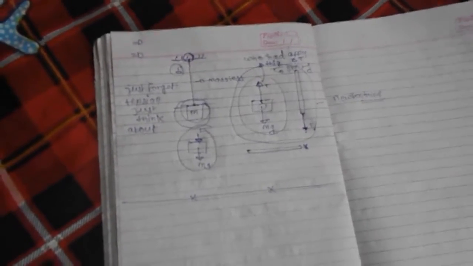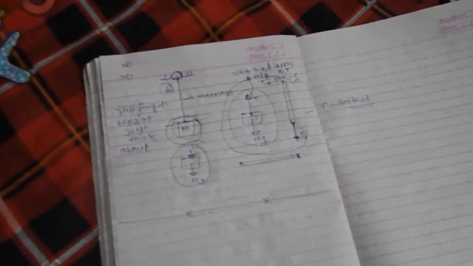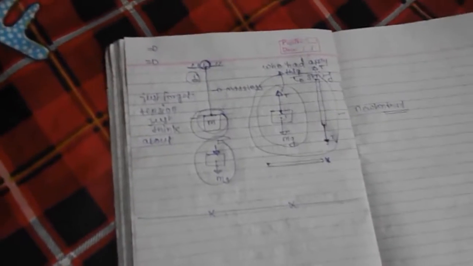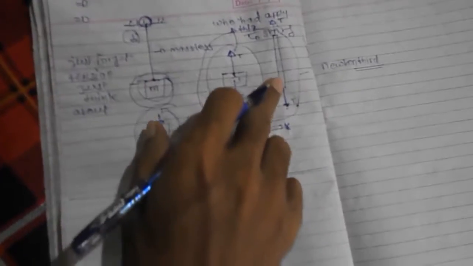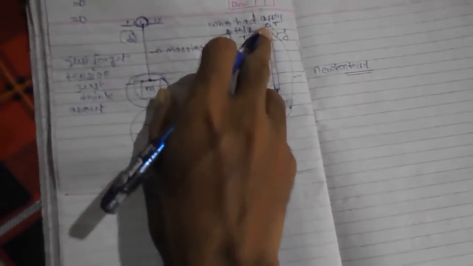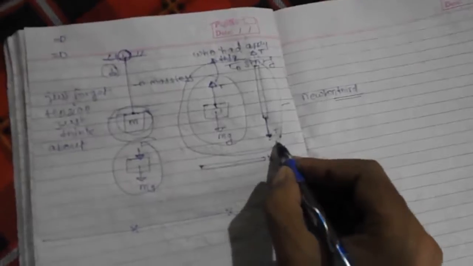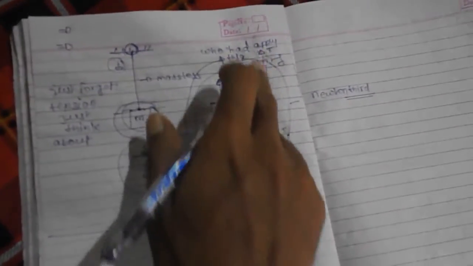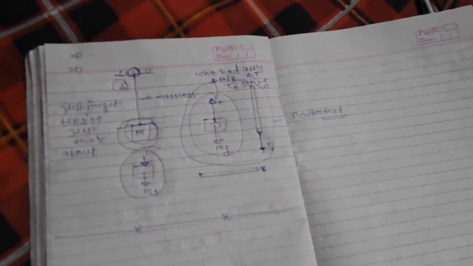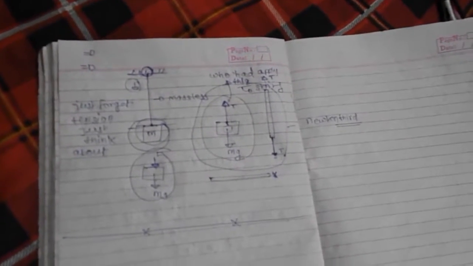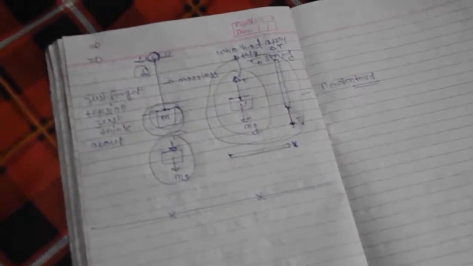So what I'm trying to say is that the force by a string is a special type of force. It acts in a different manner. Okay guys, so here this is the string, here this is the tension, and this is the tension. If this amount is T, this must be T, because there is no acceleration.